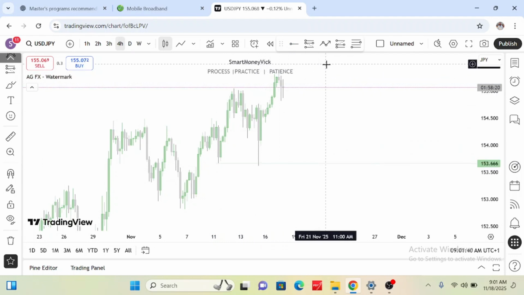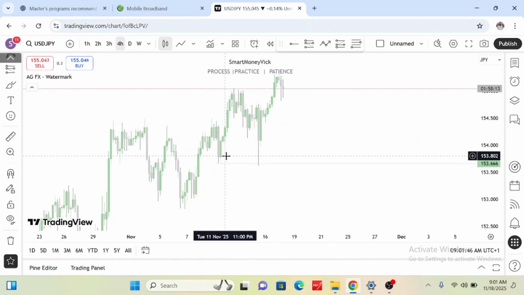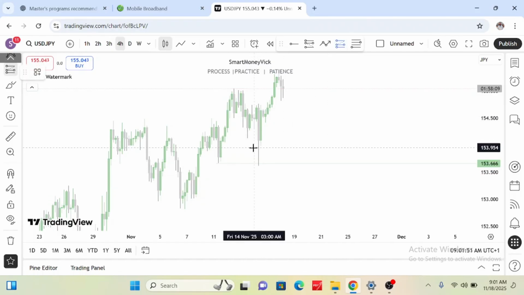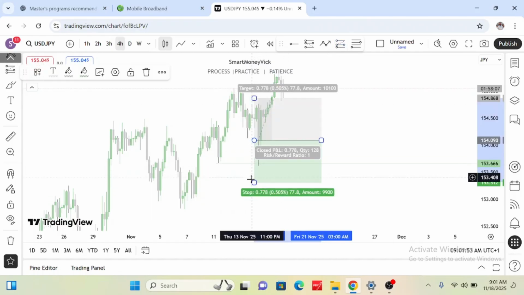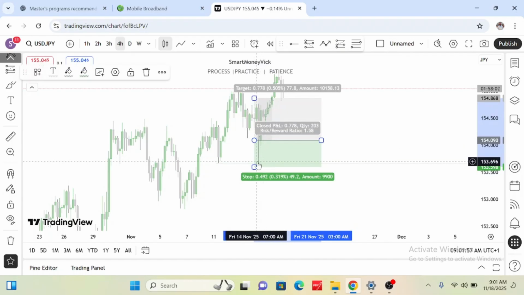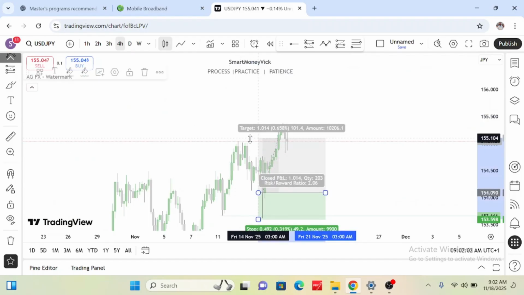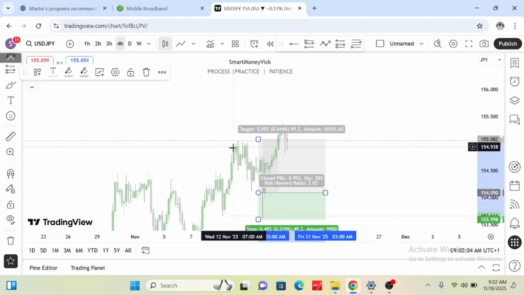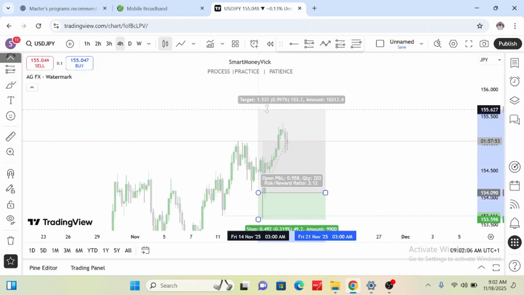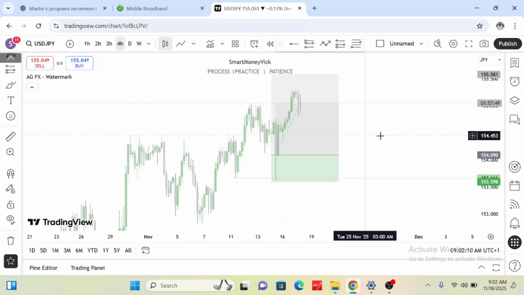What am I going to do? This tells me already that, okay, from this level, buyers have taken over power from sellers. Therefore, I'll go long immediately after the close of this candle. My entry will be right here, stop loss right below this wick, and I'll target either the nearest liquidity level, or I go for 3 RR. As simple as that. You can see how this is currently running.